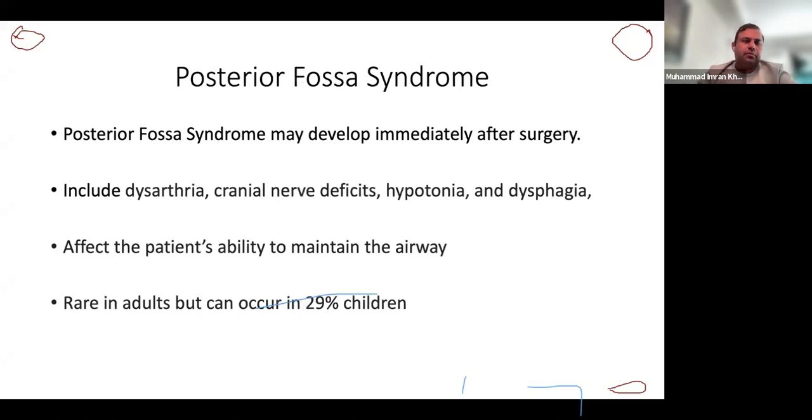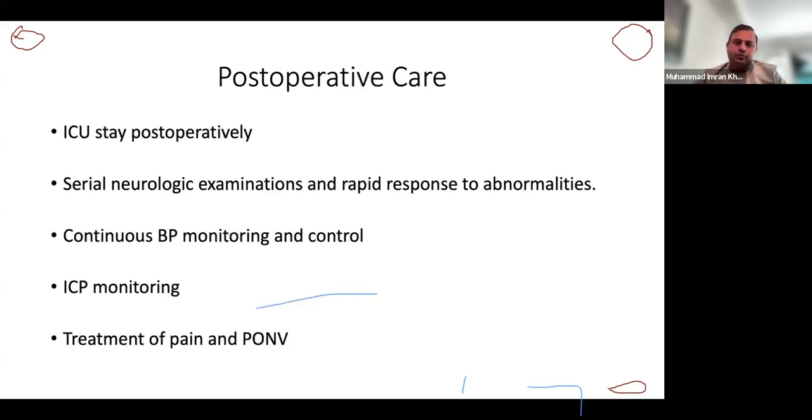Then one of the things that can happen after the surgery is done is a posterior fossa syndrome. It may develop immediately after surgery. It includes dysarthria, cranial nerve deficits, hypotonia, and dysphagia. It affects the patient's ability to maintain the airway. It is rare in adults, but can occur in 29% of children undergoing posterior fossa surgery.